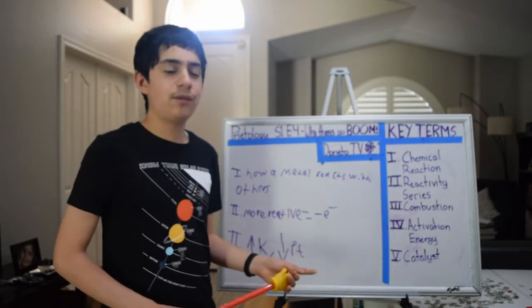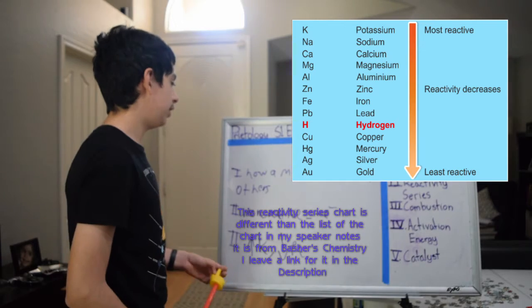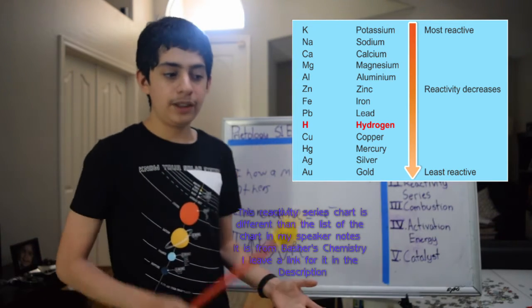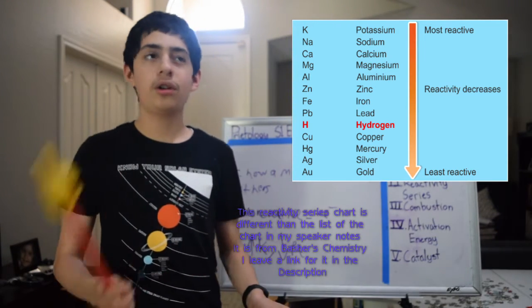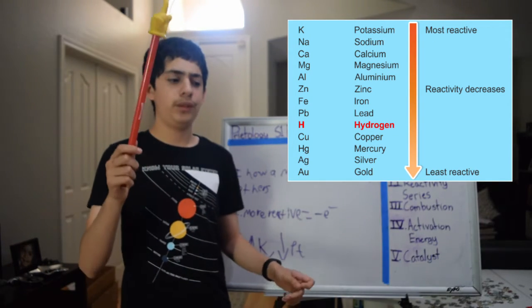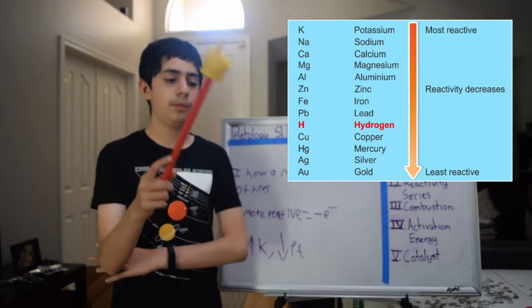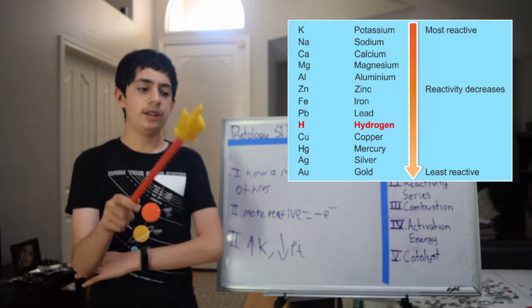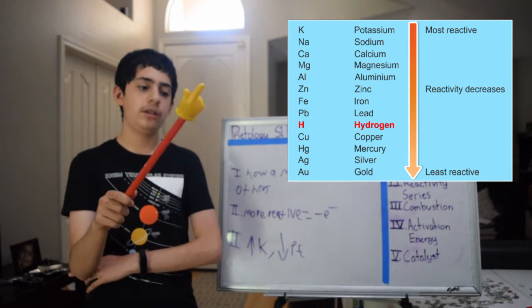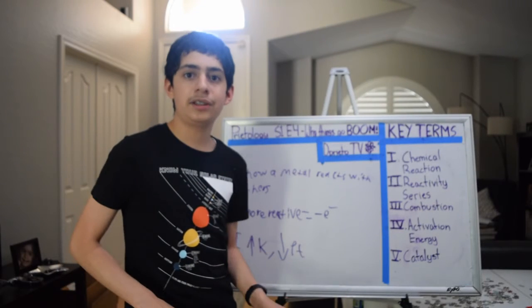Basically it lists them from top to bottom by reactivity. So if you saw the picture, the most reactive is potassium and the least reactive is platinum. I think the order is potassium, then sodium, then lithium, calcium, magnesium, aluminum, zinc, iron, tin, lead, copper, silver, gold, and then platinum at the bottom. So yeah, that's basically what the reactivity series is.